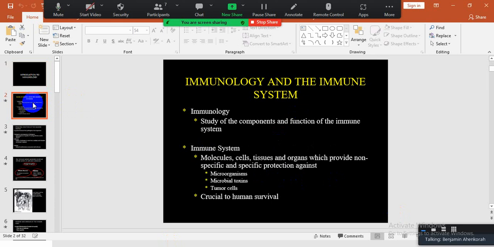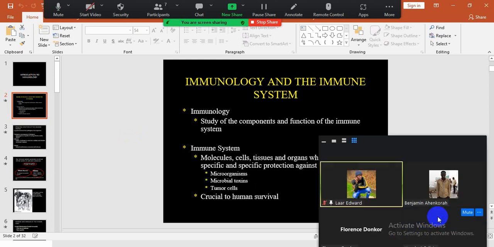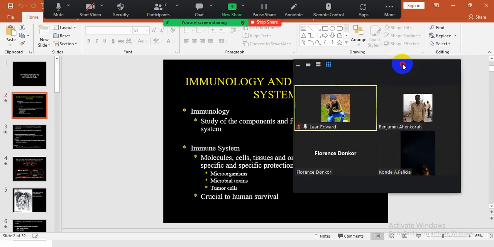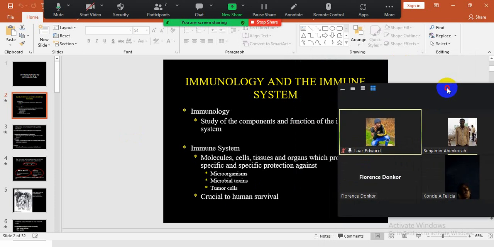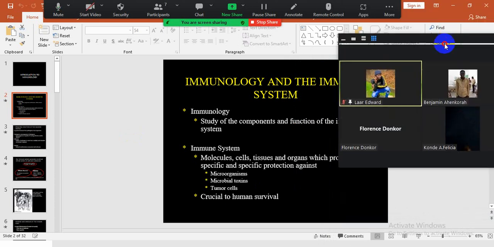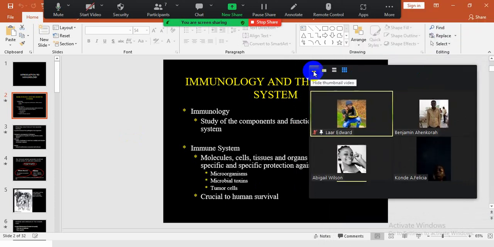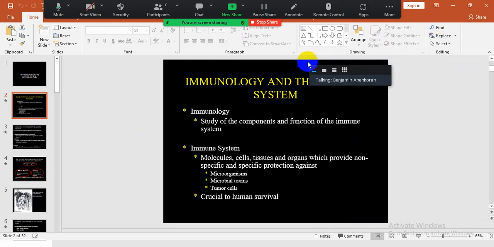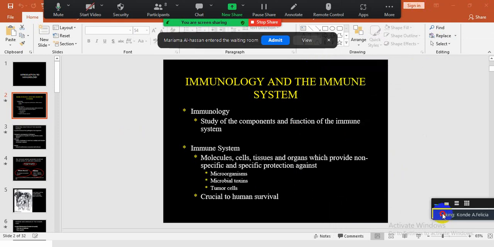Can you see my slides? Yes, sir. Okay, that's very good. So the anatomy of the immune system. Can you still see my slides clearly? Yes, sir. Okay, anatomy of the immune system.